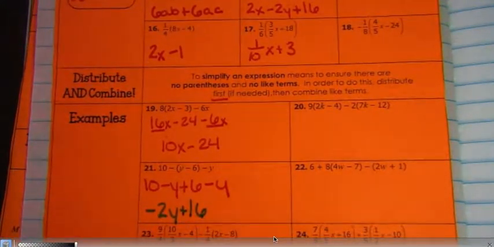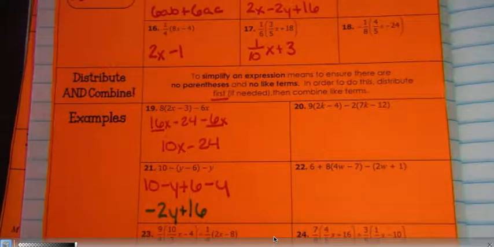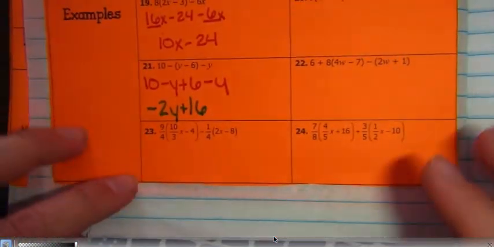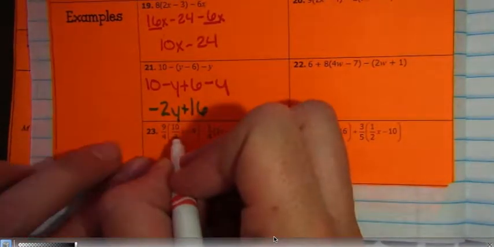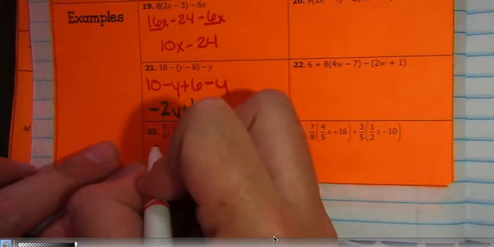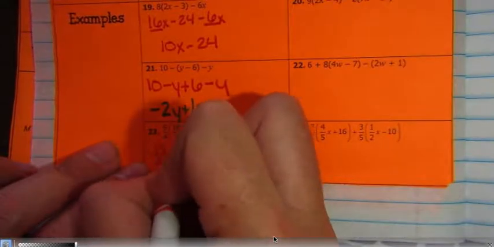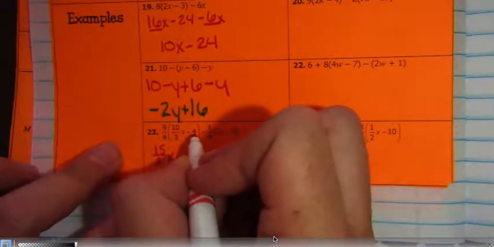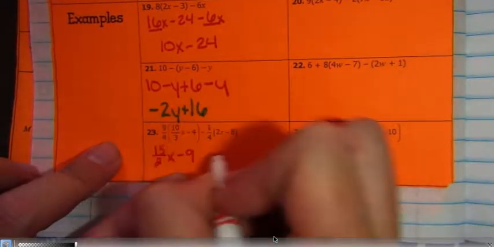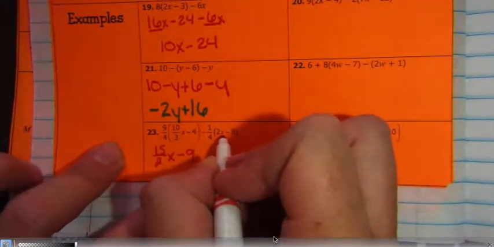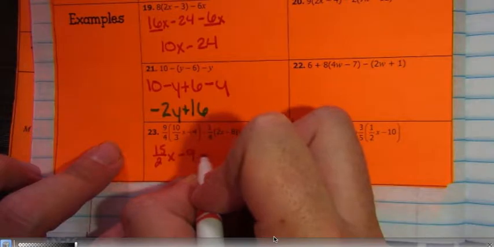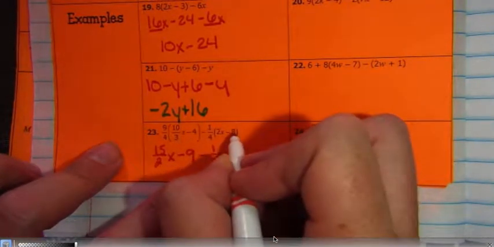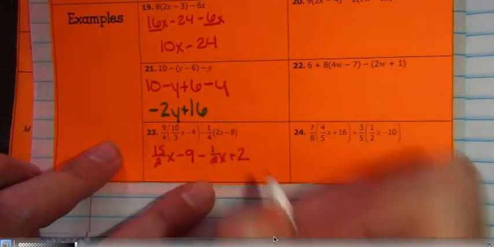All right. Now we've got a fraction. So, help if I can see this. So 9/4 times 10/3. I'm going to get 15/2 x. 9/4 times -4. I'll get -9. 1/4 times 2. We're going to get 1/2 x. And -1/4 times -8, get positive 2.